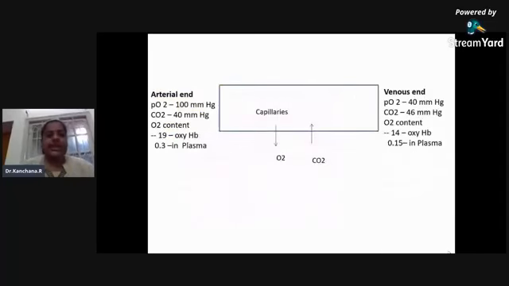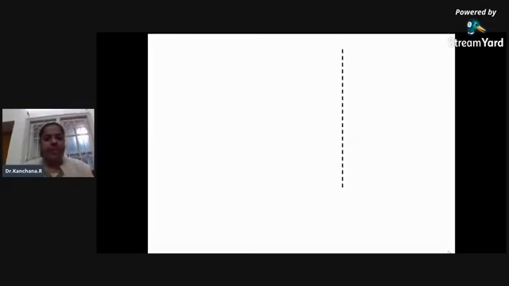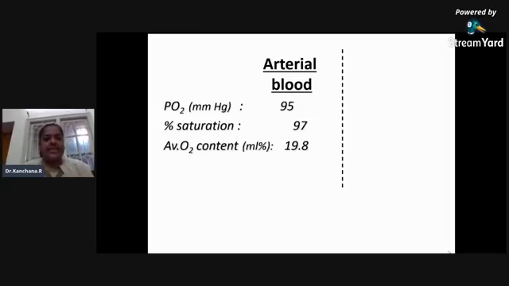Now, this picture shows the arterial end and the venous end. At the arterial end, the PO2 is 100 millimeters of mercury, whereas at the venous end, it's 40 millimeters of mercury. Then, as you all know, gas gets diffused from a higher partial pressure to a lower partial pressure. So, oxygen is given out by the hemoglobin. And in case of carbon dioxide, PCO2 levels are higher at the venous end when compared to the arterial end. So, hemoglobin gives out oxygen in the tissues and takes up carbon dioxide. So, this is arterial blood, and these are the percentage saturation and average oxygen content.